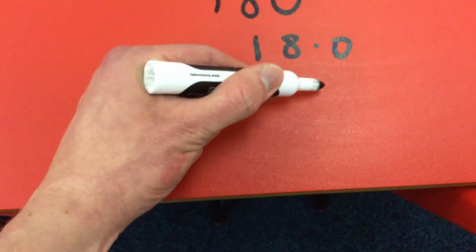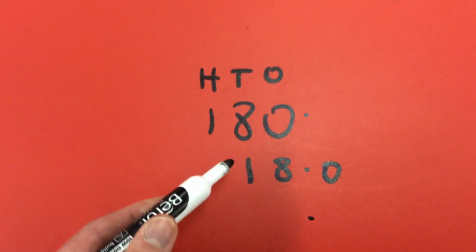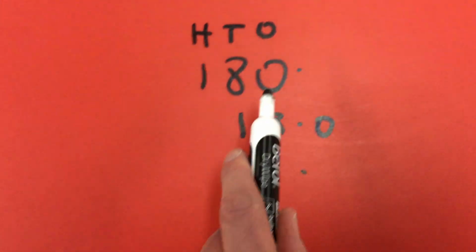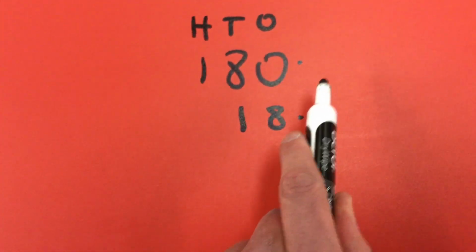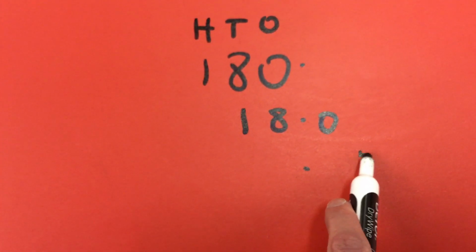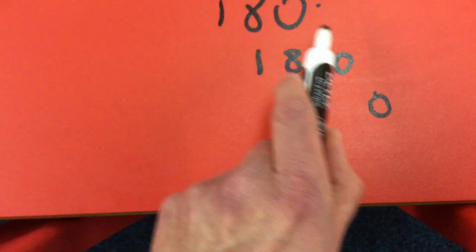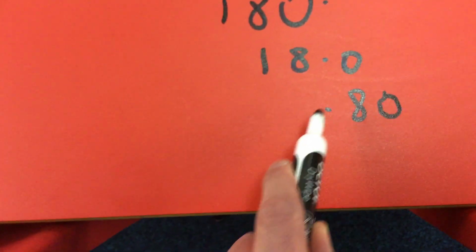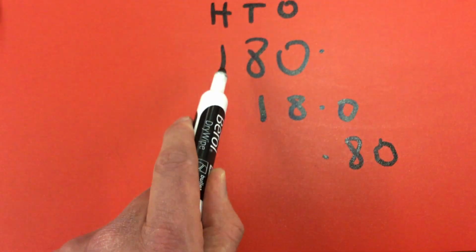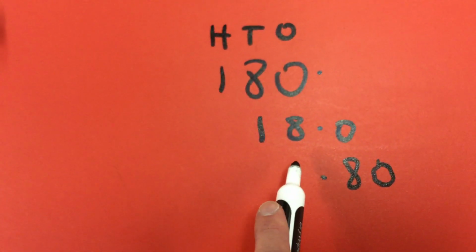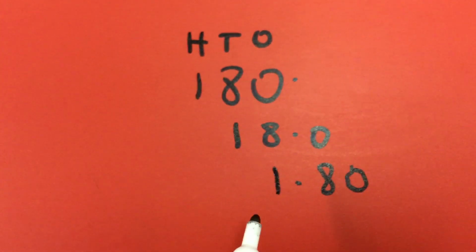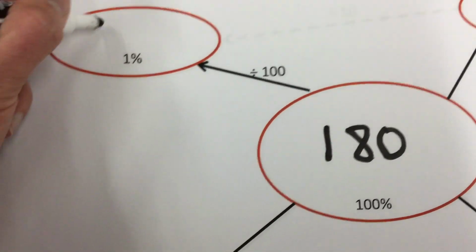So if we start with our number 180, 2 jumps to the right, the 0 would go into this column, which is our hundredths column. The 8 would jump into the tenths column, and the 1, the 100, would jump into the ones column. So that would leave us with 1.80, or just 1.8.